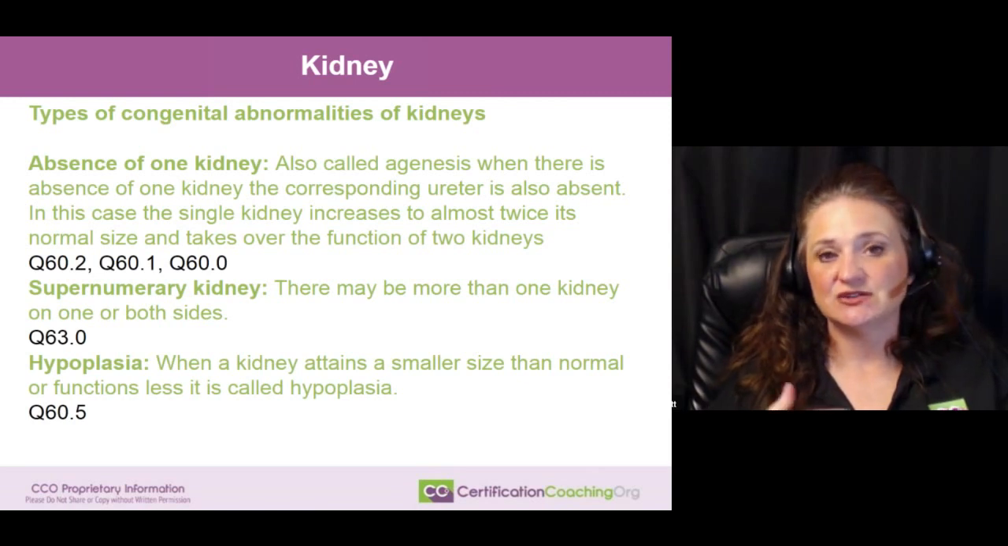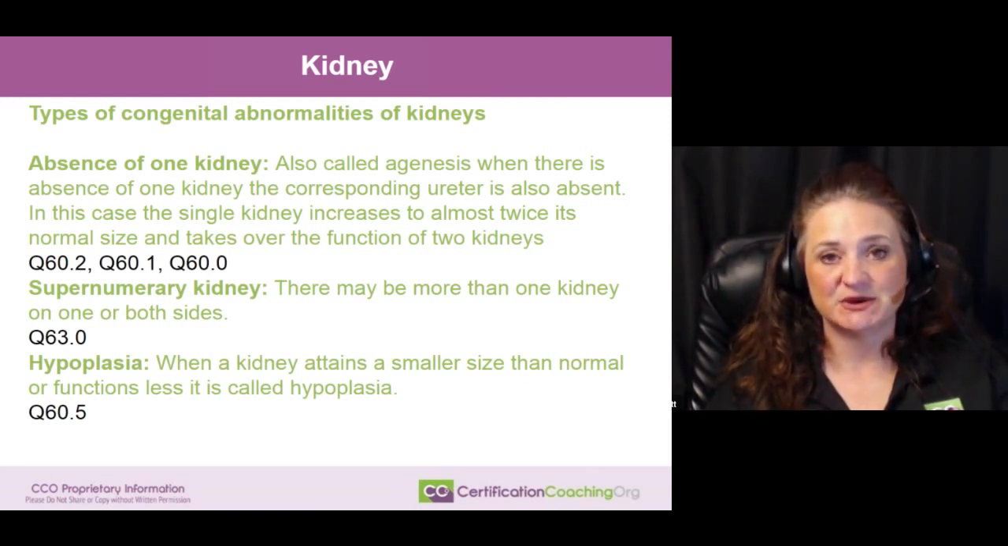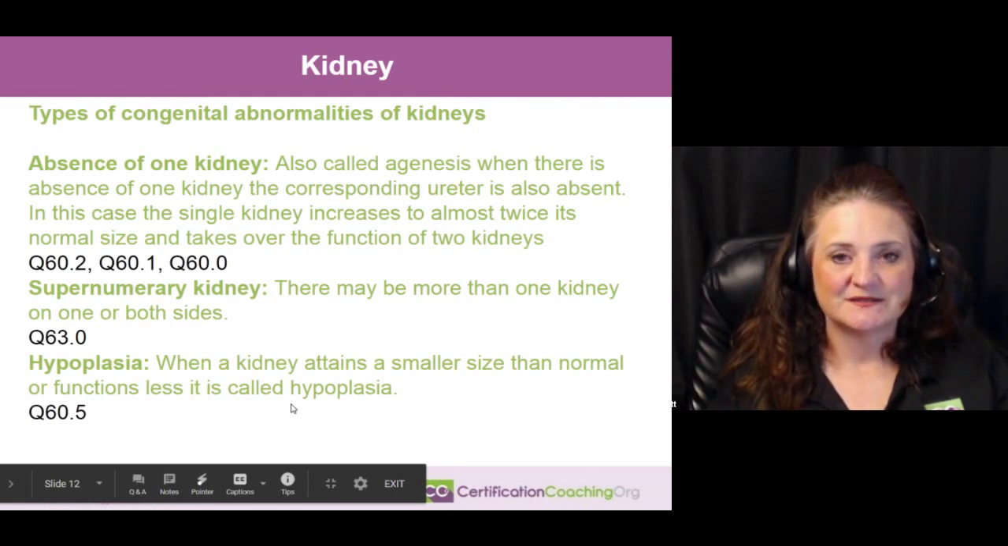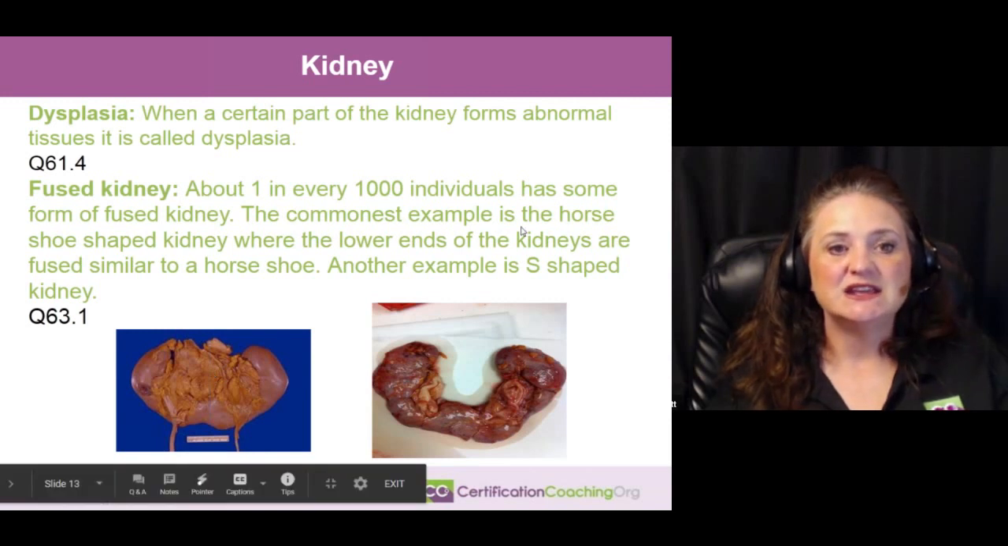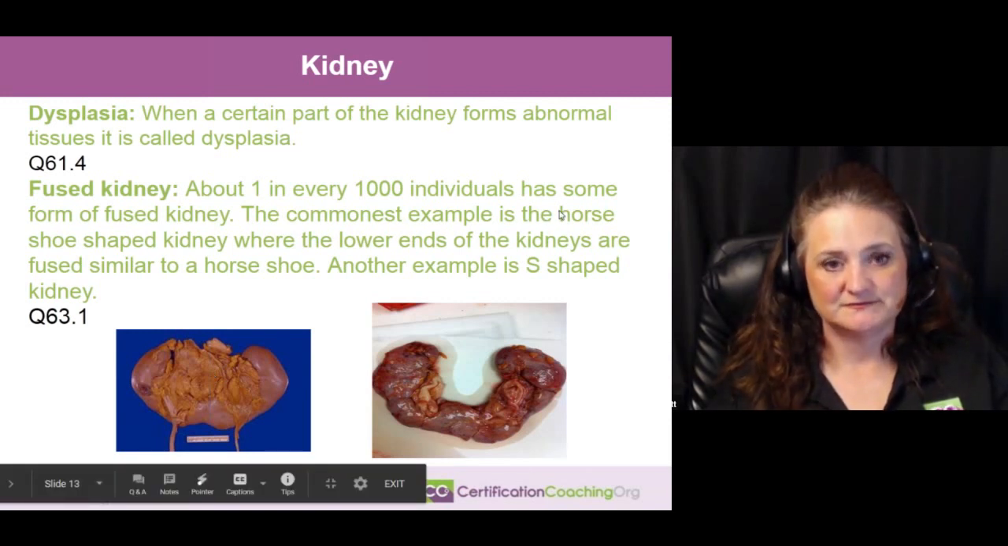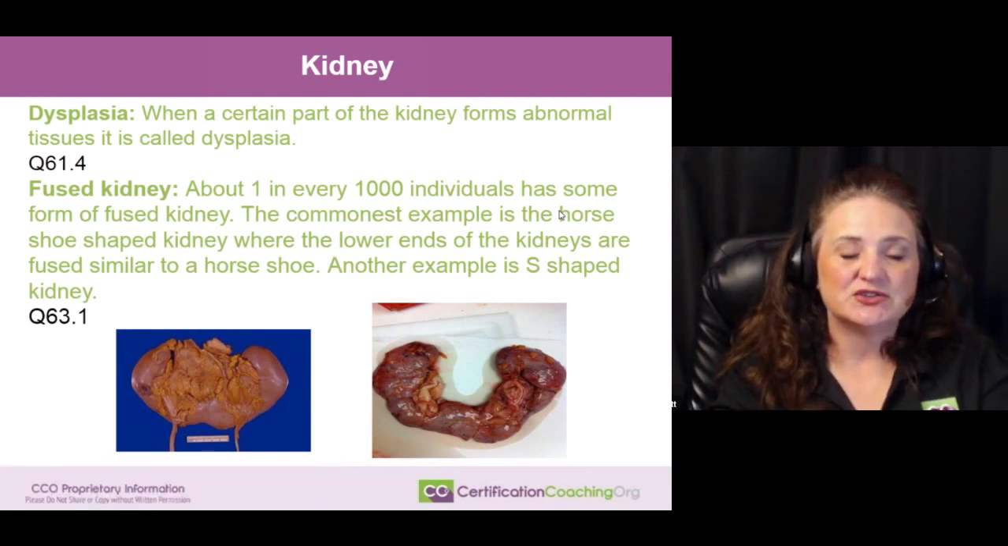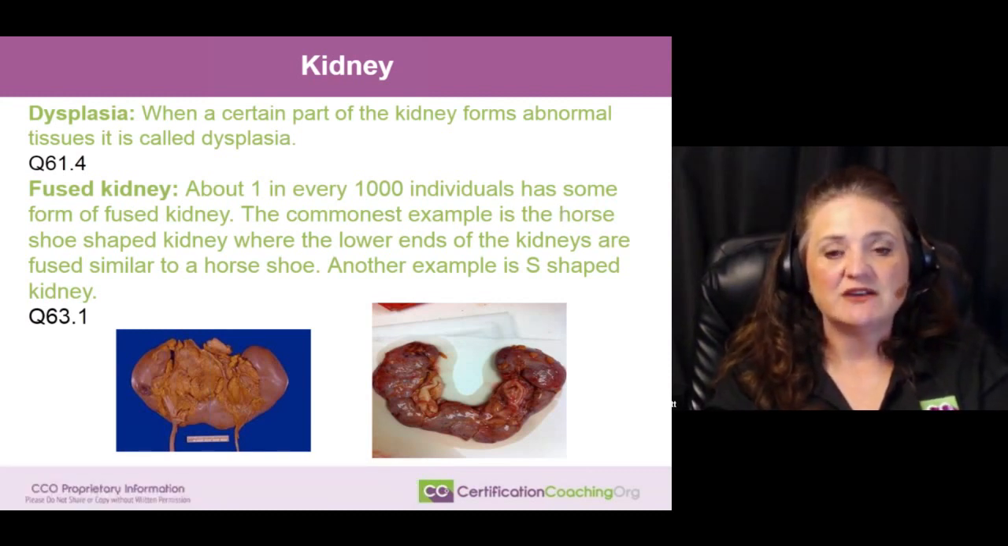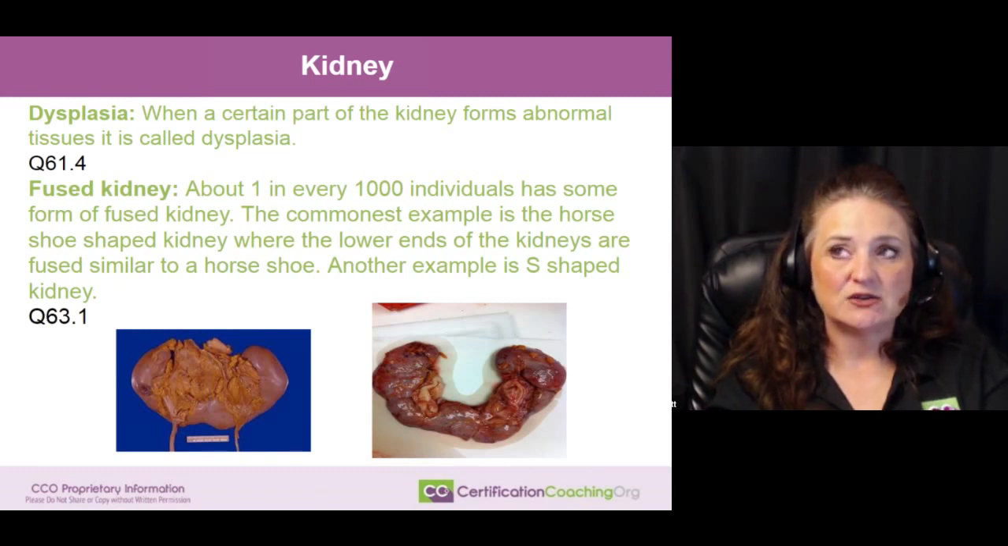Hypoplasia means that your kidney is smaller than it's supposed to be, so it can't function properly. Of course, they have hyperplasia, so your kidneys are too big. Dysplasia means that the kidney didn't form properly. And there's even a condition called a fused kidney, which I've always heard referred to as a saddle kidney, but it's actually horseshoe kidney. If you look up saddle kidney, it's not going to come up.